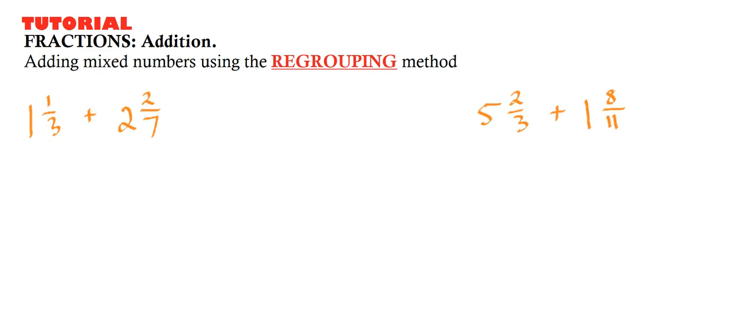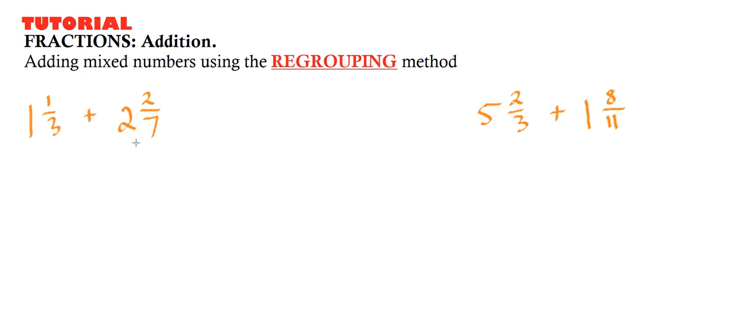Okay, so we've got two equations to have a look at. We're adding in both of them, and we're adding, by the looks of it, mixed numbers. So we have an integer, a whole number, 1, and then a fraction, a third, plus a whole number integer, 2, and then a fraction, 2/7.